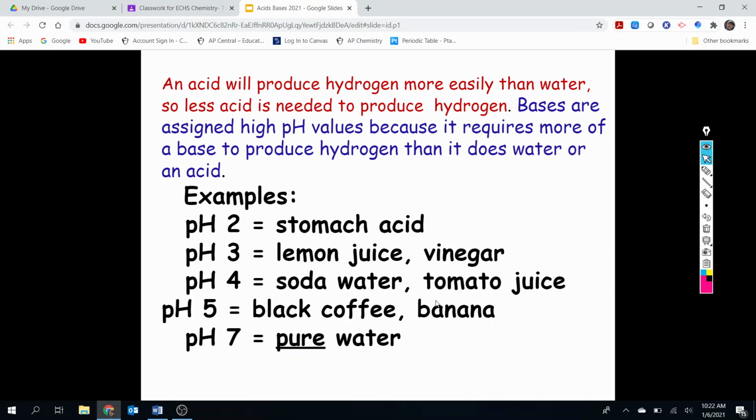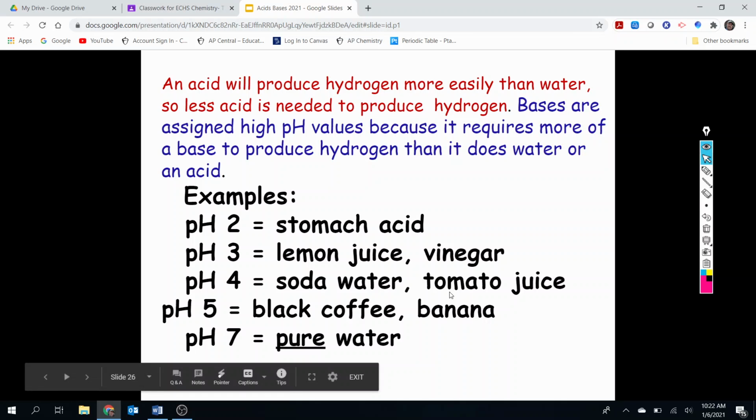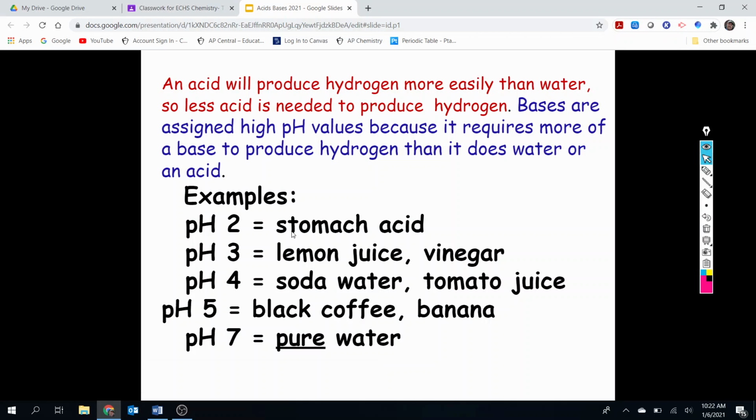Here are some examples of different acids again and their pH. Remember, again, an acid produces hydrogen more easily than water. And bases produce more hydroxide and actually are able to absorb, to take in hydrogen and form water. So stomach acid, extremely acidic, pH of 2.